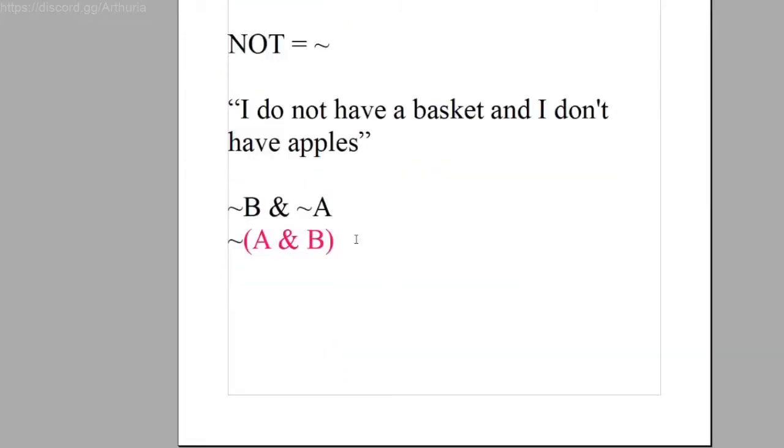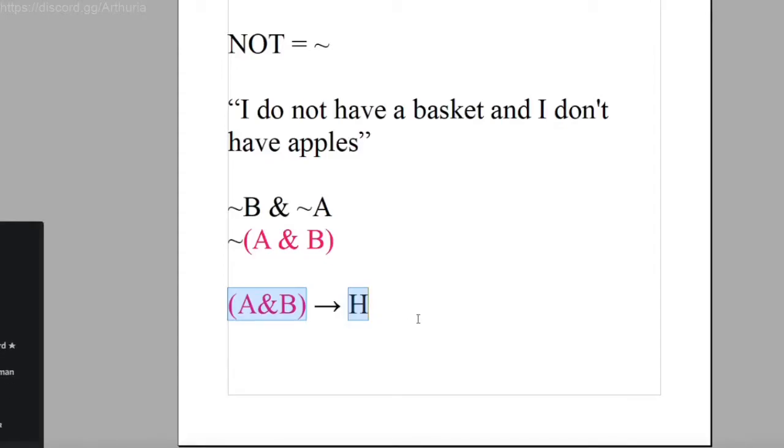Let's use parentheses in another way. If I said, hey, if I have apples and a basket, if I have both of those, then I'm happy. What this is saying is this has to happen and then H happens. If A and B is true, then I know that H is true. Does that make sense to the parentheses question?